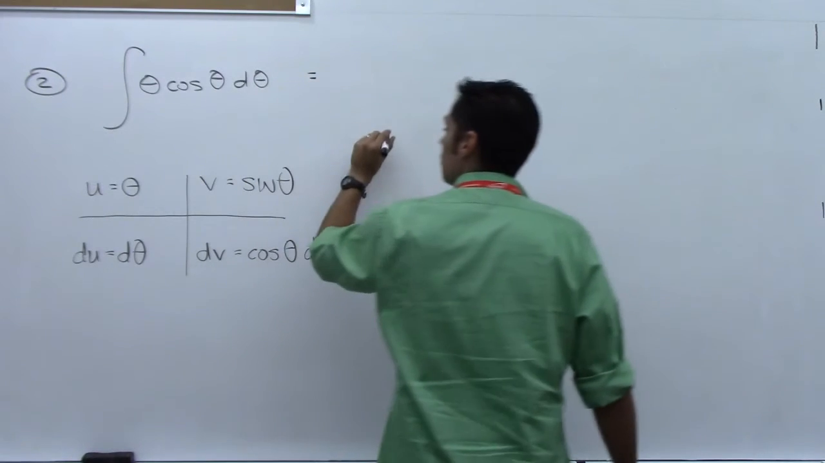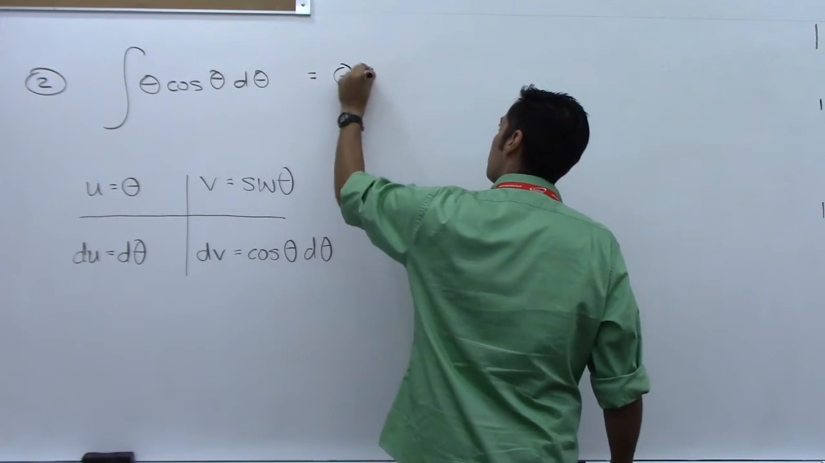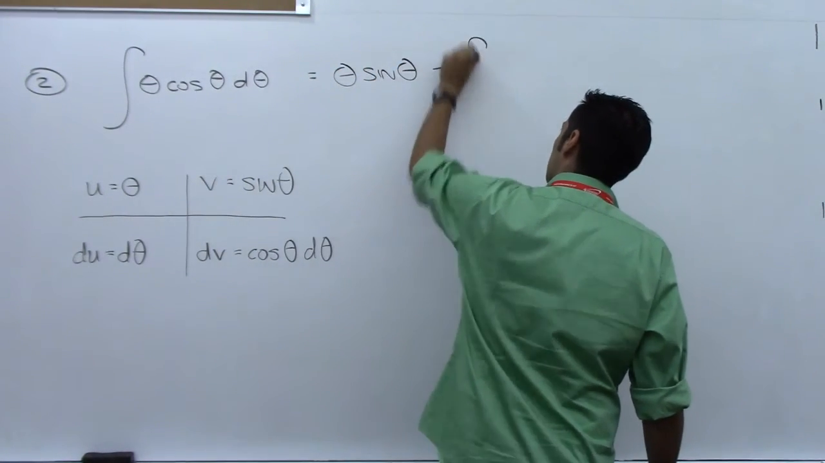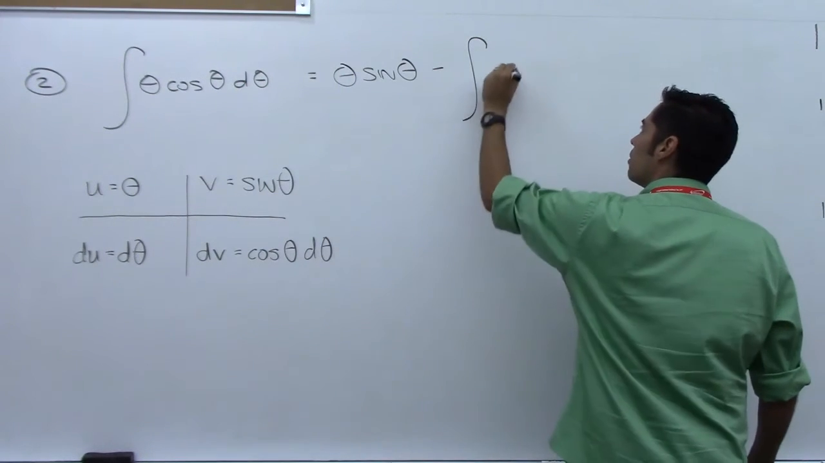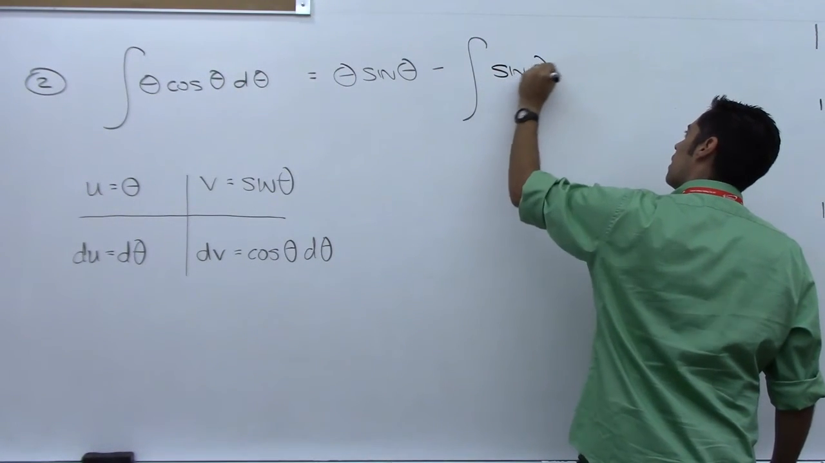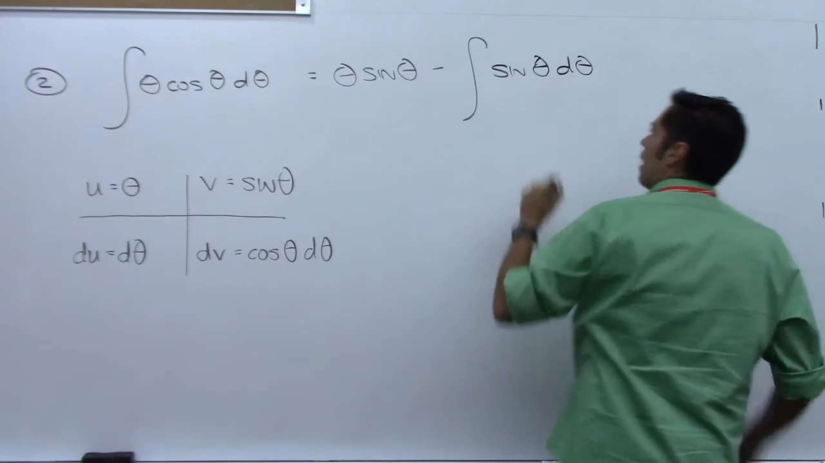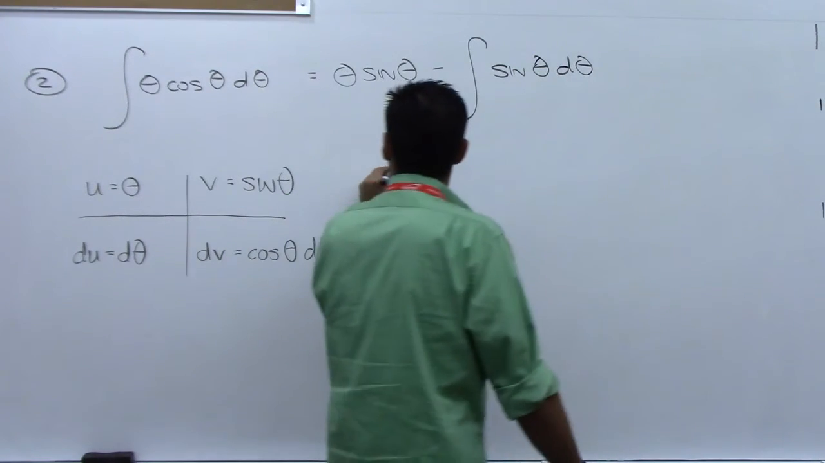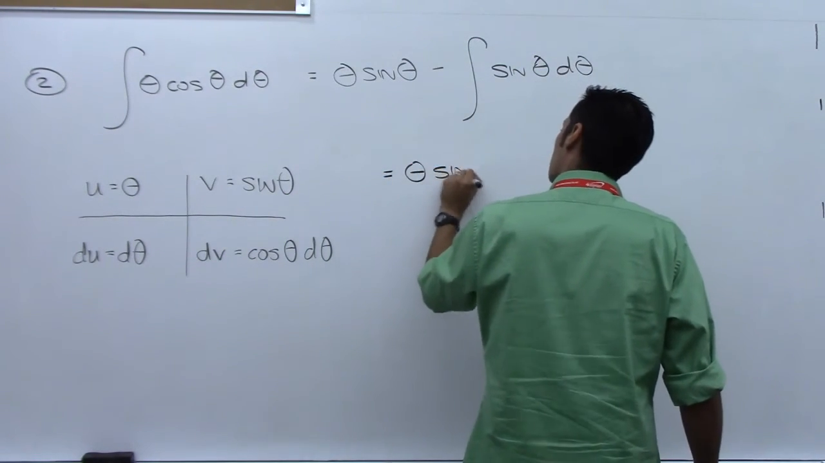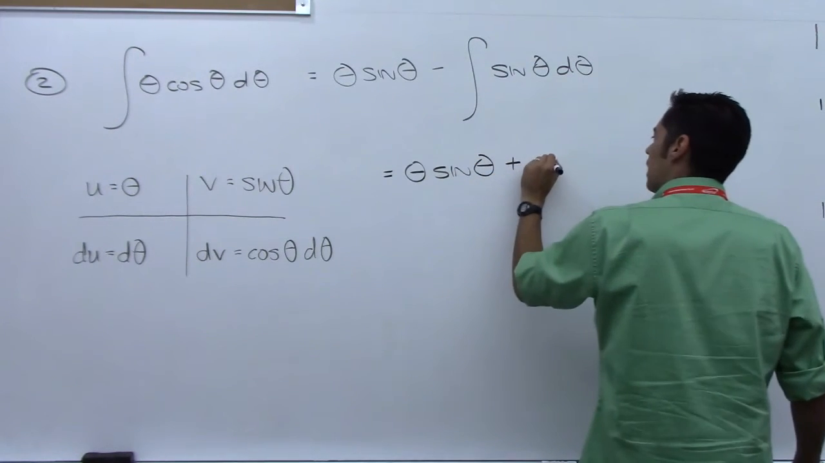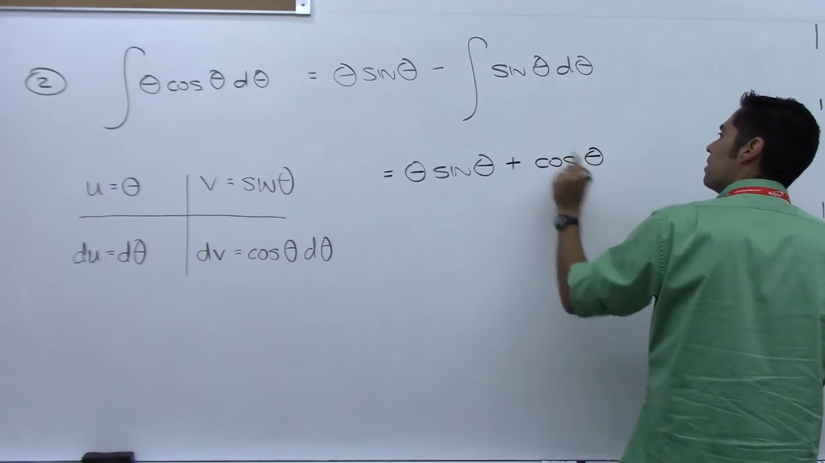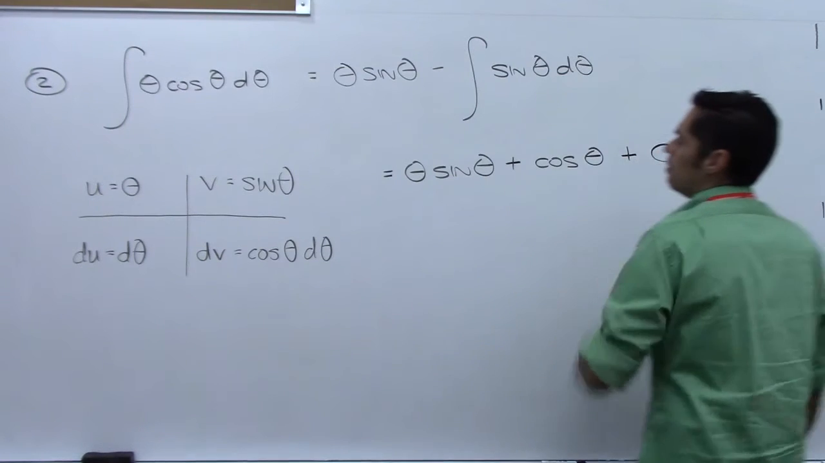So this becomes u times v, theta times sine theta, minus integral v du, so sine theta d theta, and the antiderivative of sine is negative cosine. So you wind up getting a plus there because your negative comes out and hits the negative. So you're done.